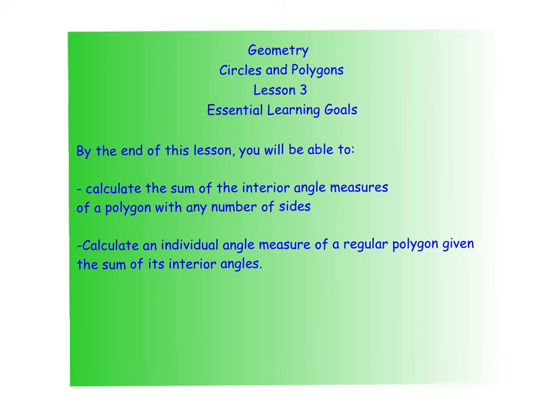We're going to talk about the following items today. We're going to calculate the sum of the interior angles of a polygon with any number of sides, and then calculate an individual angle measure of a regular polygon. Recall that regular polygon means that all sides and angles are the same. Well, all the sides are the same in their measurements, and all the angles are the same in their measurements. After we're given that, we know the sum of the interior angles. So let's go ahead and get started.